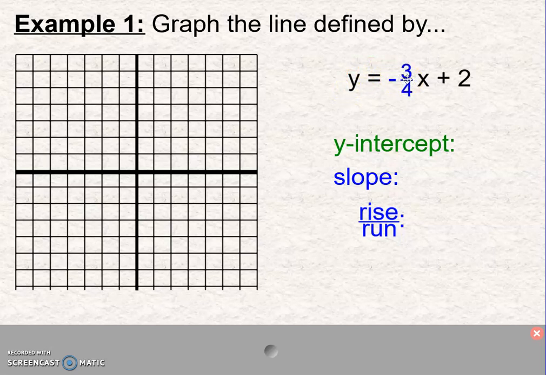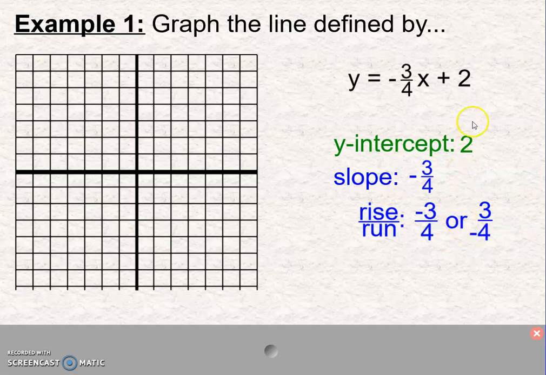You can see right there that negative 3/4, that's the slope. This positive 2, that's the y-intercept. Now the slope is the rise over the run, and this negative out in front sometimes causes some issues with kids. You can either put that negative in the top, negative 3/4, or put it in the bottom, 3/4. It doesn't matter, but you have to choose one place only.